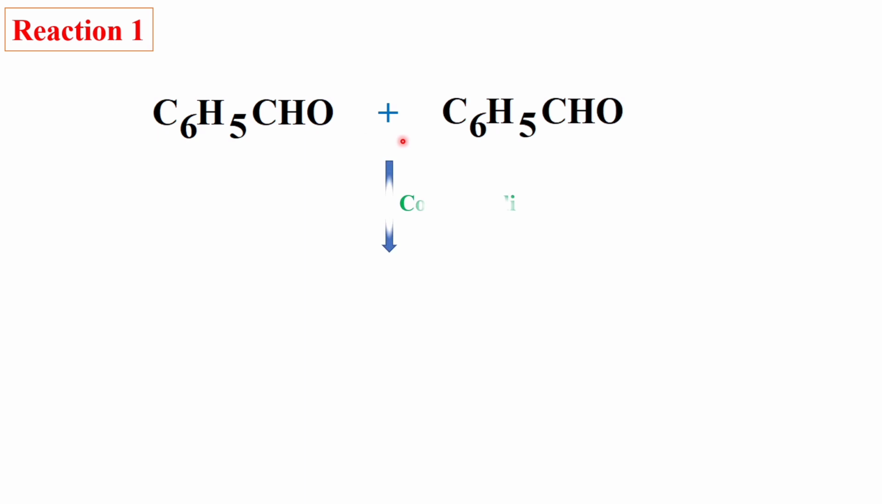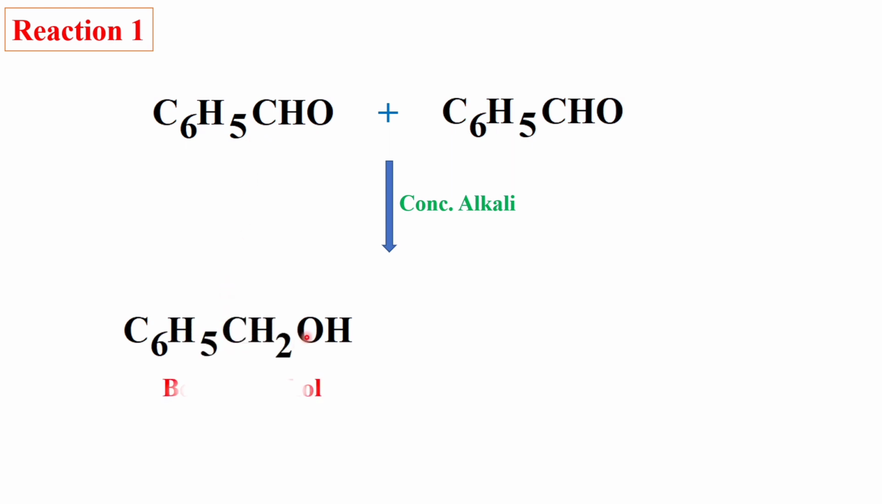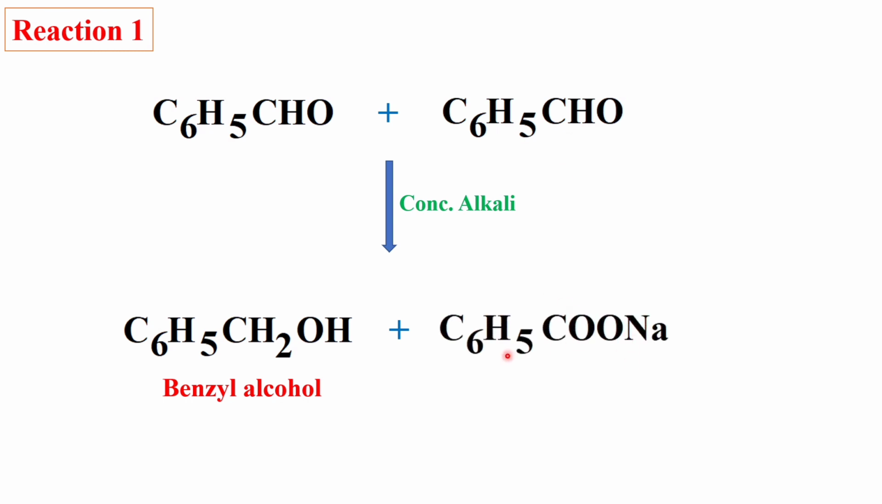First, here we have taken 2 molecules of benzaldehyde. This undergoes self-redox in the presence of concentrated alkali, that is concentrated NaOH or concentrated KOH. One aldehyde undergoes reduction, another one undergoes oxidation. On reduction, the benzaldehyde is reduced and we get a primary alcohol, that is benzyl alcohol. On oxidation we get a salt of a carboxylic acid, that is the salt of benzoic acid, sodium benzoate, otherwise the sodium salt of benzoic acid. So these two are the products obtained from the Cannizzaro reaction.